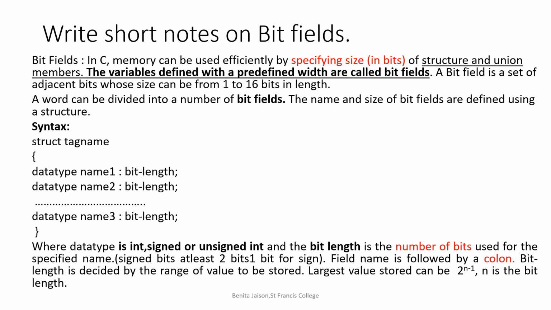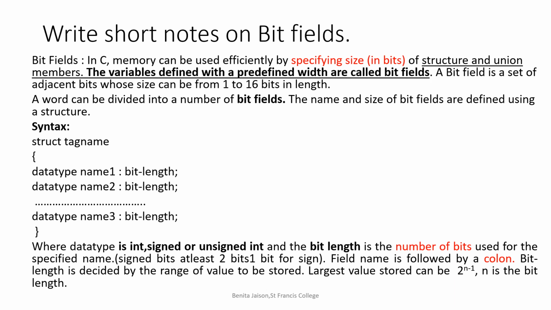The variables defined with a predefined width are called the bit field. So these variables are declared with a predefined width. A bit field is a set of adjacent bits whose size can be from 1 to 16 bits in length. So a word can be made up of many number of bit fields, and the name and the size of the bit field are defined using a structure.